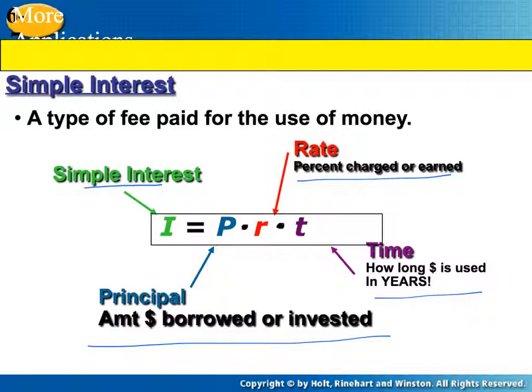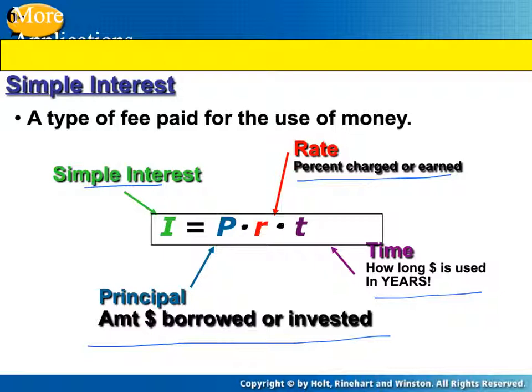All right, so simple interest is a type of fee paid for the use of money. There's another type that you can deal with, but we're going to deal with simple interest today. Your I stands for simple interest. You need to memorize the formula I equals P times R times T. Memorize it, learn it, love it, dream about it. Get a temporary tattoo, so you can't cheat on the test, so that you remember that I equals P times R times T.